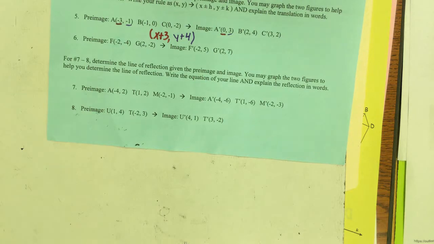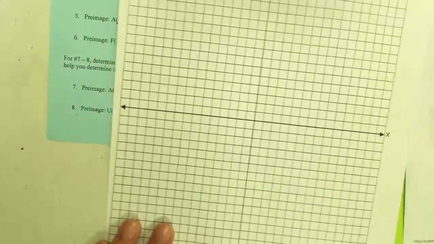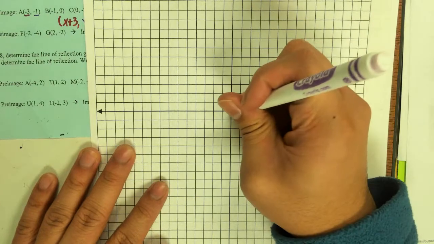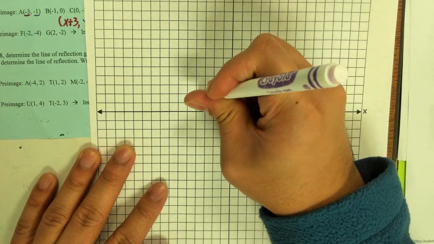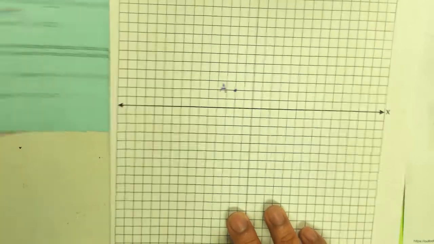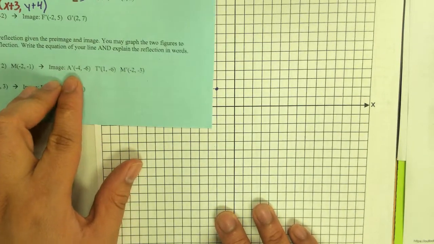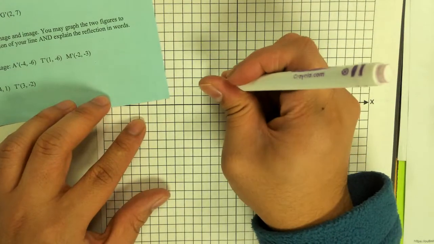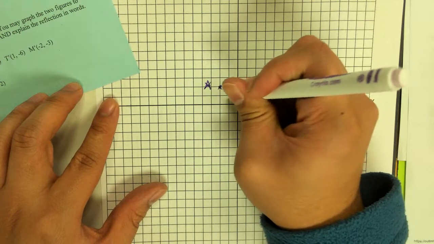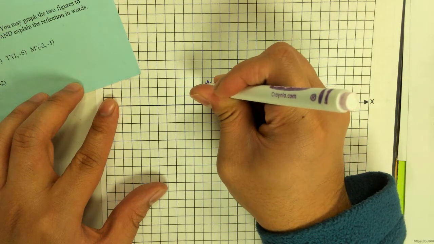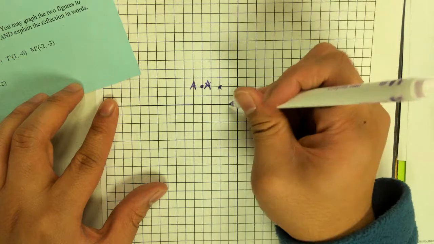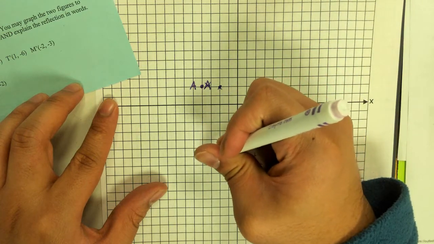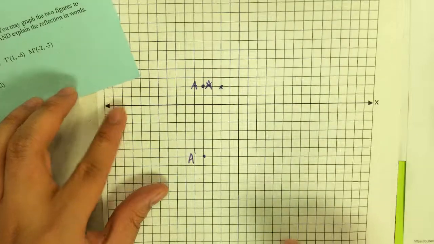Number 7, determine the line of reflection. This is best done by sketching on a graph. So let me go ahead and plot my 2 points on a graph right here. A is at -4, 2. A prime is at -4, -6. Sorry, A is supposed to be here. And A prime is -4, 1, 2, 3, 4, 5, 6, -6. A prime is right there.